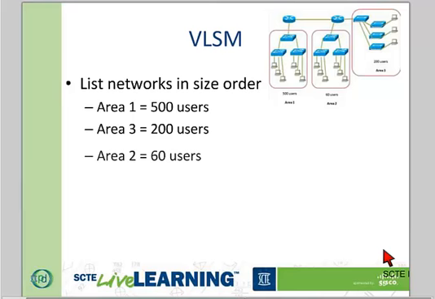Let's come over here. So list the networks in size order. That's what we're going to do first. So here's our size order. It looks like area 1 is going to be the largest, area 3, and then area 2. Once I determine the size order, if I want to throw that point-to-point, that could be under here as area 0, if we want to call it, and that's 4 users because we're going to have to subtract 2.